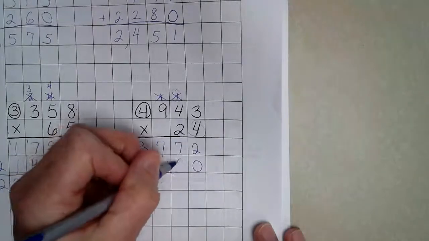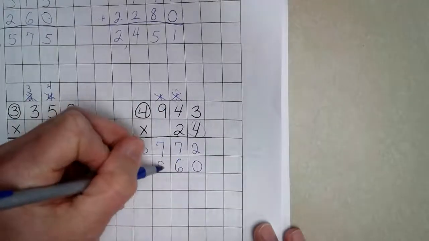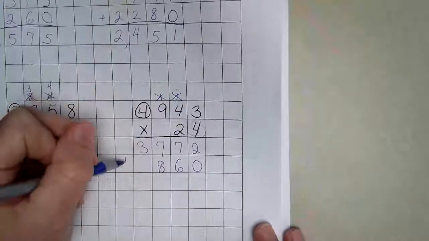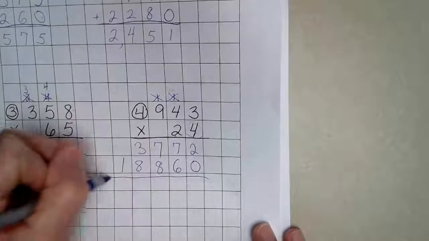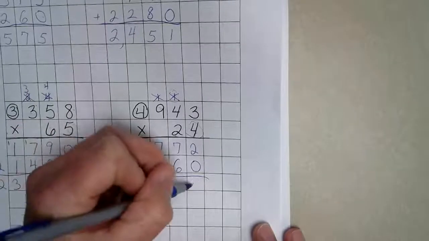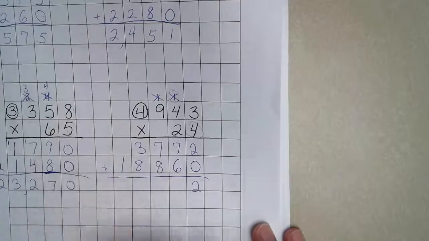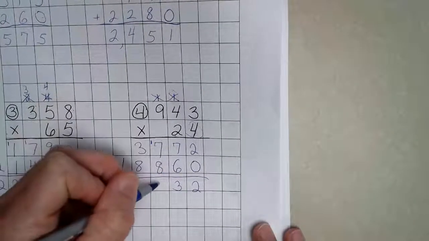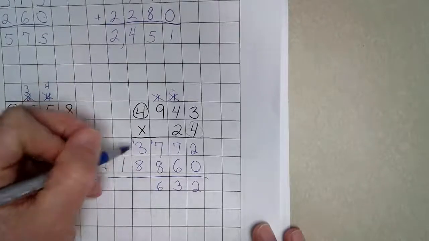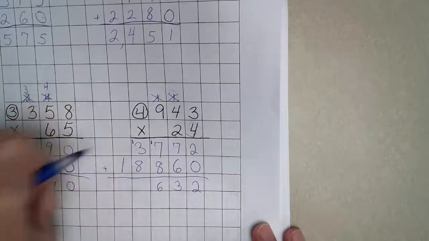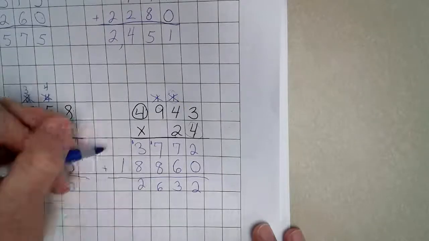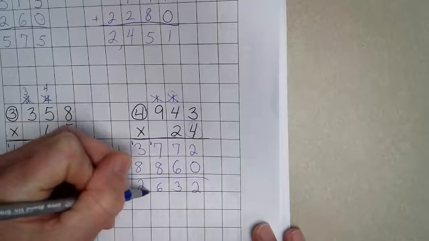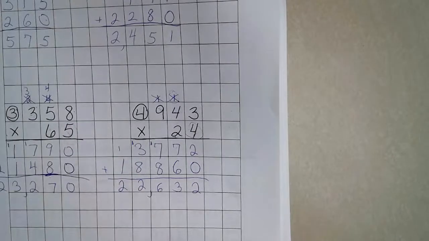2 times 3 is 6. 2 times 4 is 8, and 2 times 9 is 18. As I said, you're going to have a 5-digit answer. 7 plus 6 is 13. 7 plus 8 is 15, and one more makes 16. And 8 plus 3 and one more, or 8 and 4, is 12. And 1 plus 1 is 2. So I have 22,632.